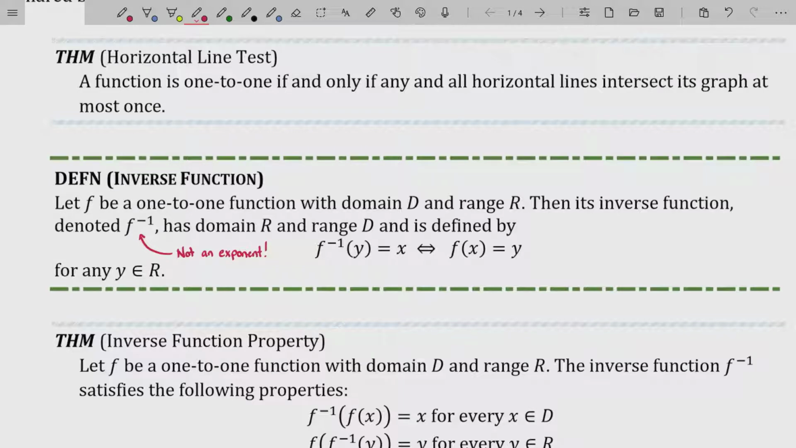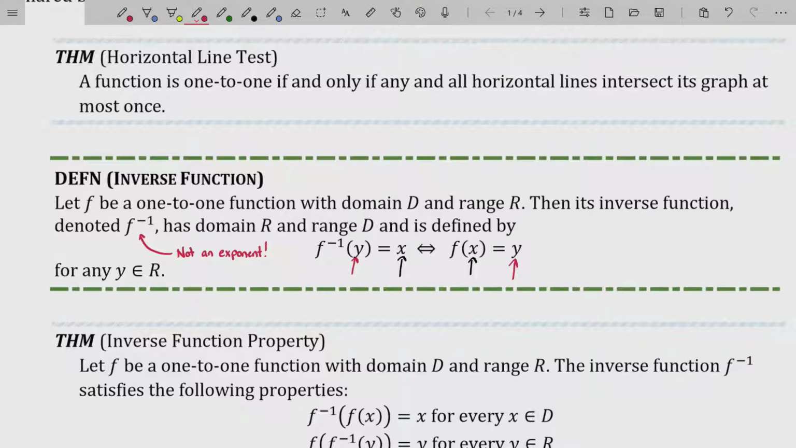Then its inverse function, again, which is denoted f inverse, has domain R and range D. So the range and domain swap positions when you talk about a function versus its inverse. And whatever was in the domain of f now is in the range of f inverse. And whatever was in the range of f is now in the domain of f inverse.